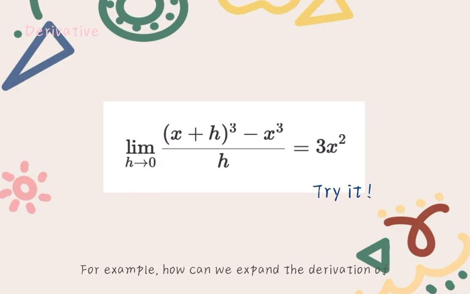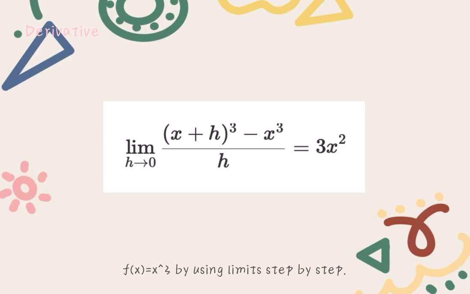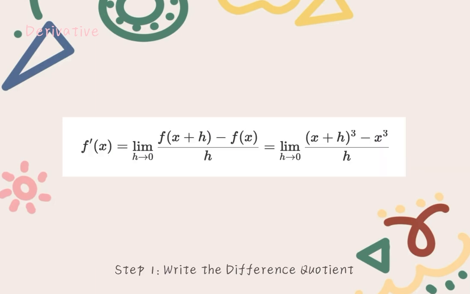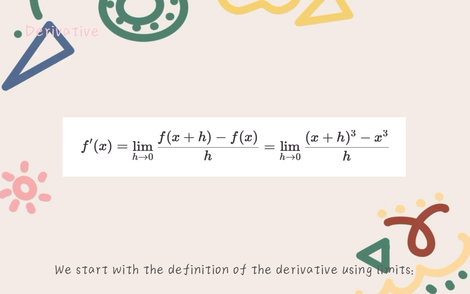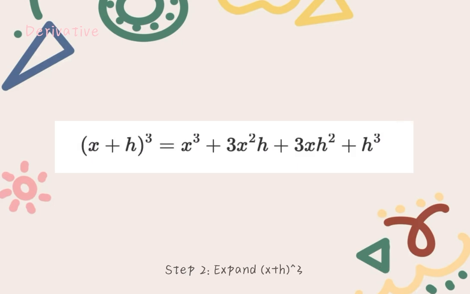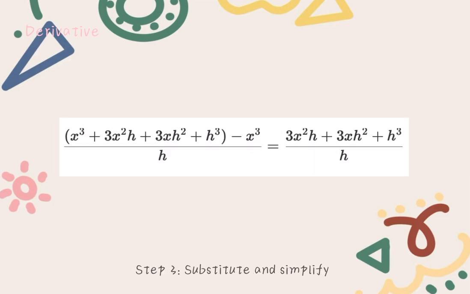For example, how can we derive f(x) equals x^3 by using limits, step by step? Step 1. Write the difference quotient. We start with the definition of the derivative using limits. Step 2. Expand (x plus h)^3. Use the binomial formula to expand. Step 3. Substitute and simplify.